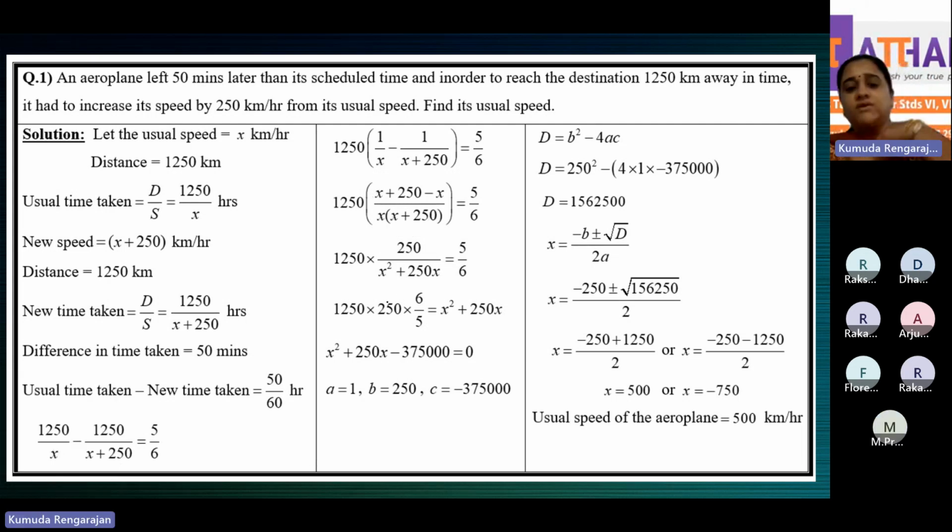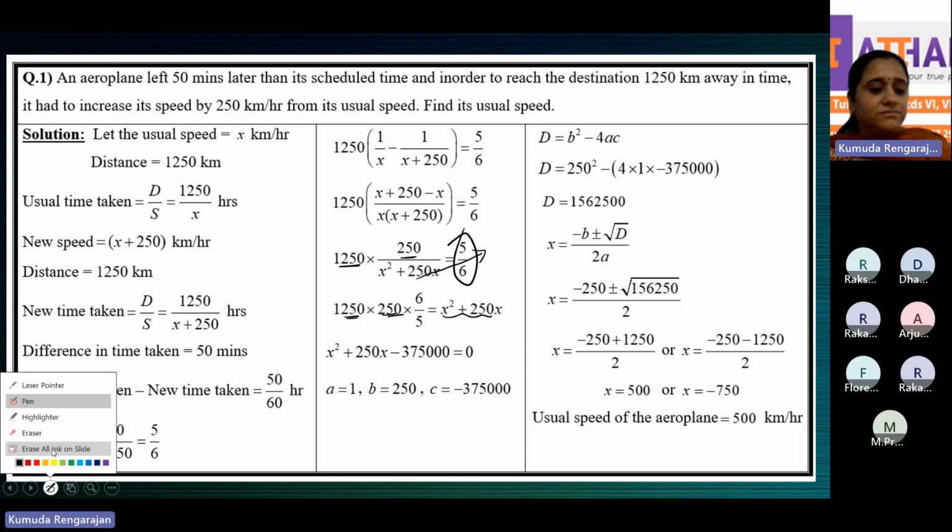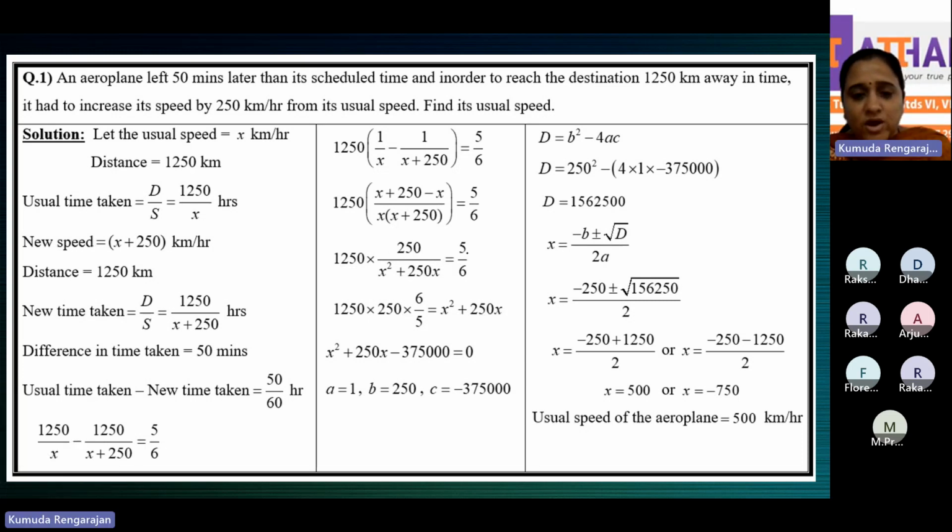Well, let me see what I have done here. What I've done is I've retained all the numbers. See here, this number, and this one I've cross multiplied. I've taken it here. This fraction 5 by 6, I've transposed it. This one I cross multiply. I take it to the RHS. And you can see it here.